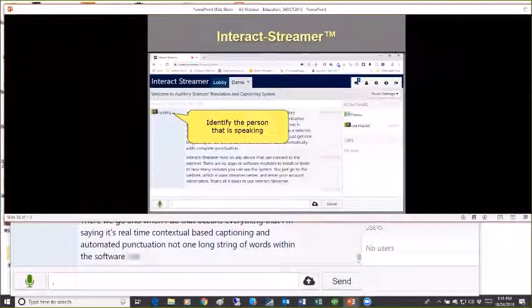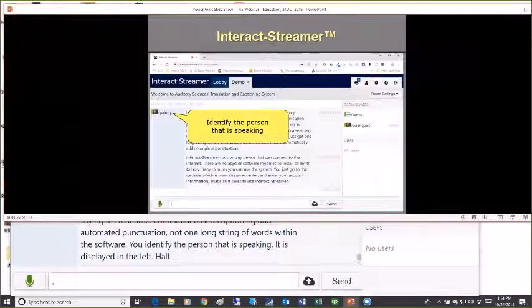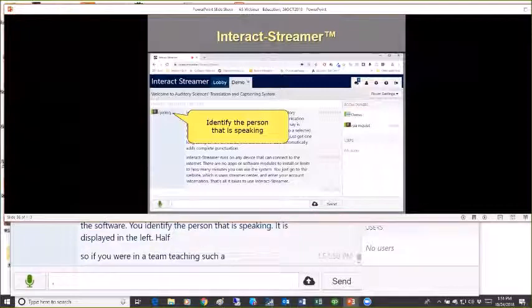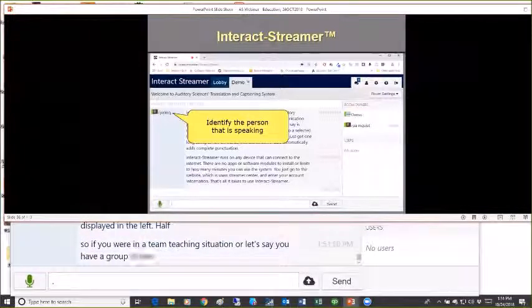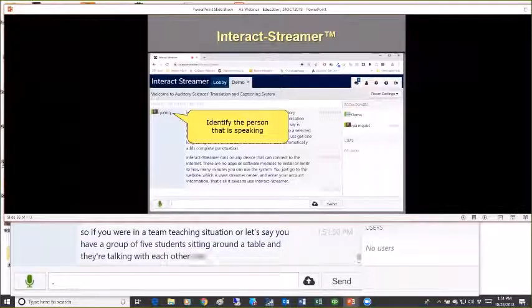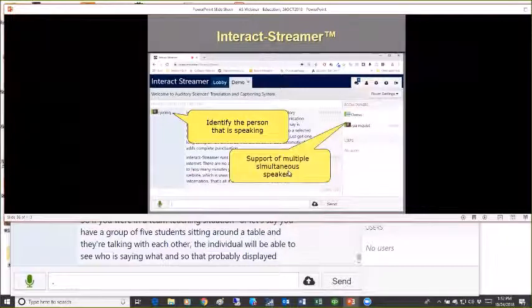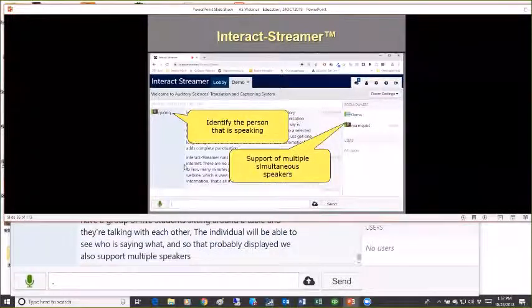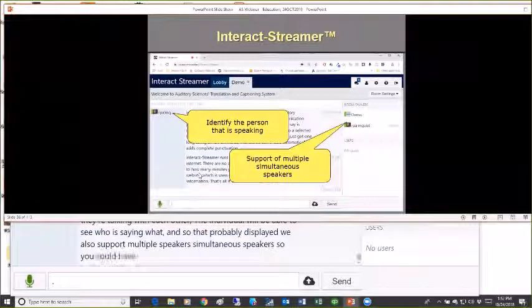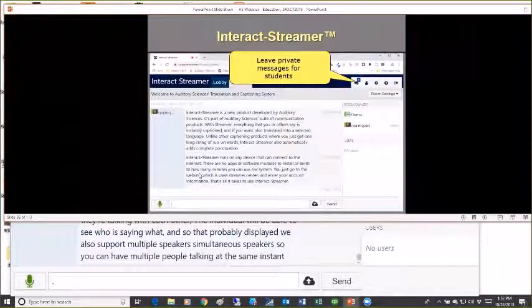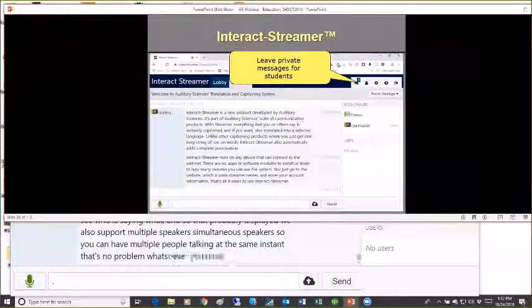Within the software, you identify the person that is speaking. It is displayed in the left-hand column. So if you are in a team teaching situation, or let's say you have a group of 5 students sitting around a table and they're talking with each other, the individual will be able to see who is saying what. And so that name is promptly displayed. We also support multiple speakers, simultaneous speakers, so you can have multiple people talking at the same instant. That's no problem whatsoever.